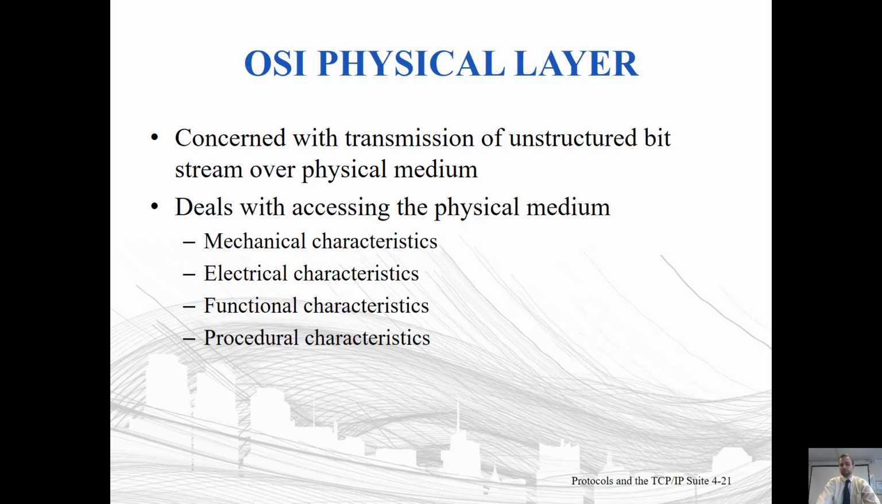Finally, you come to the physical layer of the OSI model, very similar to TCP/IP in this case, because you're concerned with the transmission of the unstructured bit stream over the physical medium. This is what interfaces with the outside world. It deals with accessing the physical medium in terms of mechanical characteristics, electrical, functional, and procedural characteristics as well.